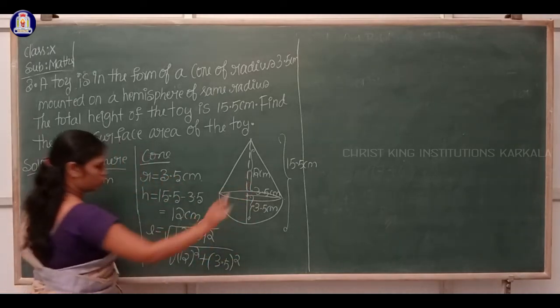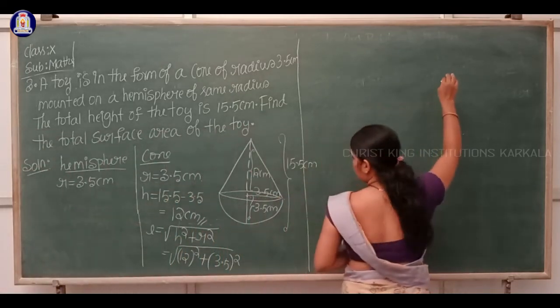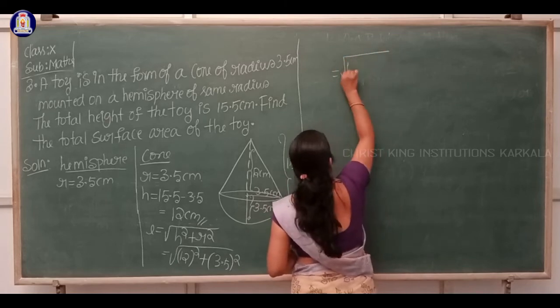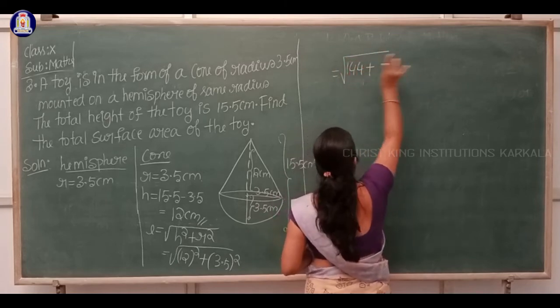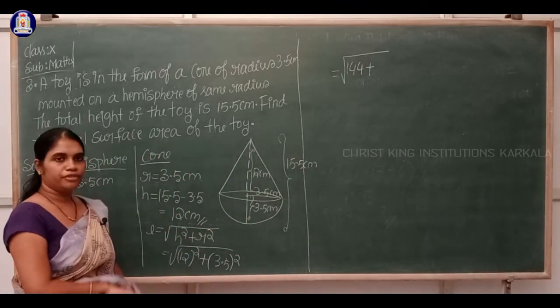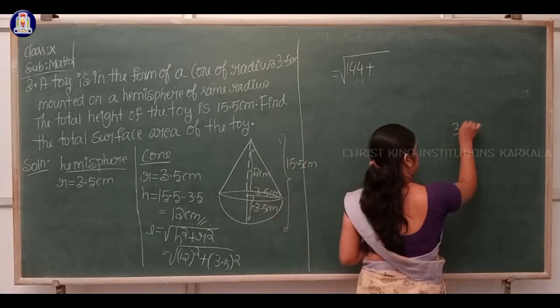3.5 whole square. Okay, we'll substitute the value. This is equal to 12 square, how much? 144 plus 3.5 whole square. 3.5 whole square means you multiply 3.5 two times.